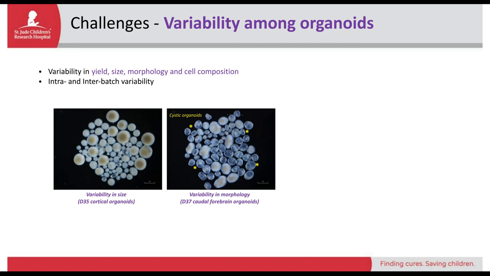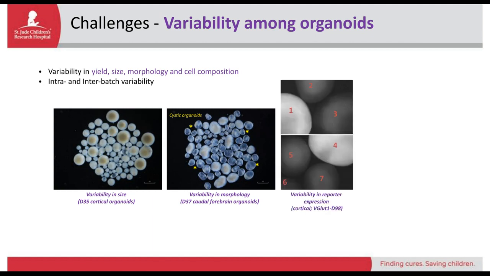Here we have a batch which has a bunch of good-looking, dense organoids with smooth, translucent edges, but we also have a ton of cystic organoids. Here is a reporter line, a bunch of cortical organoids expressing a reporter. Now we have some organoids expressing the reporter very efficiently and strongly, and we have a bunch of organoids with no reporter expression. This is within the same batch.